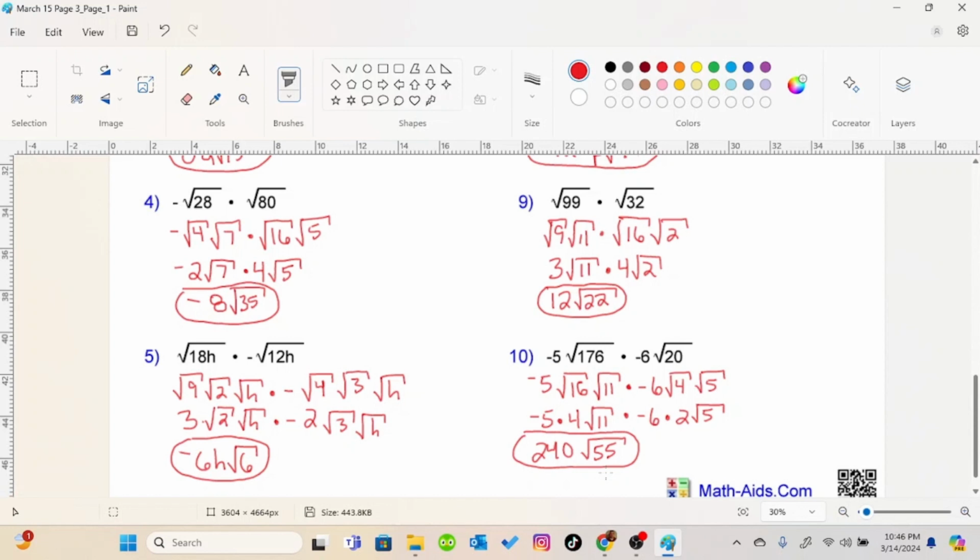If you have any questions about how to multiply radicals, please use class time to ask for further clarification.